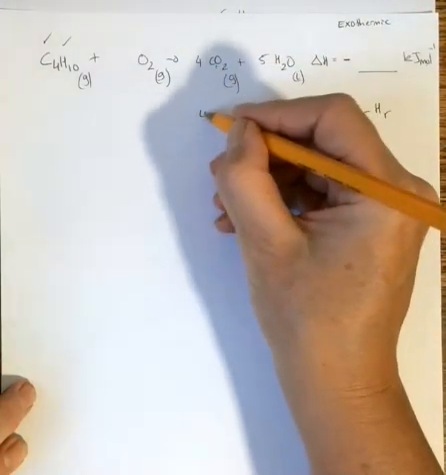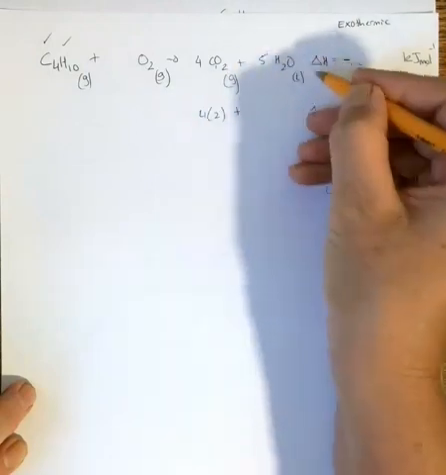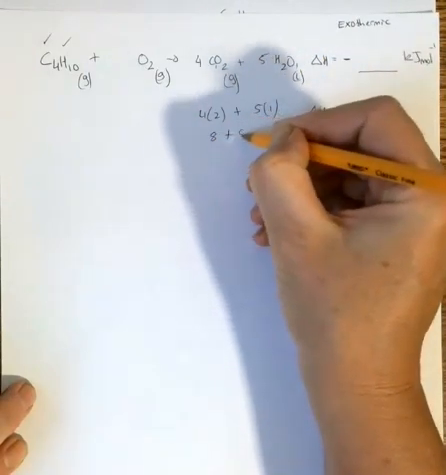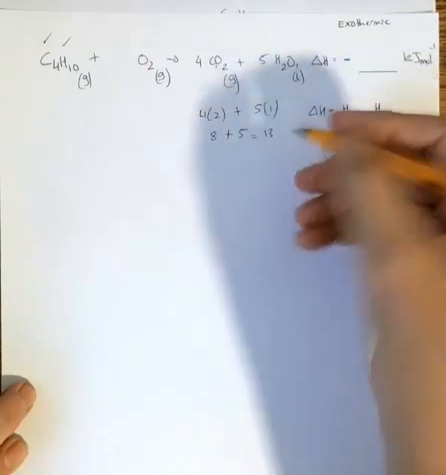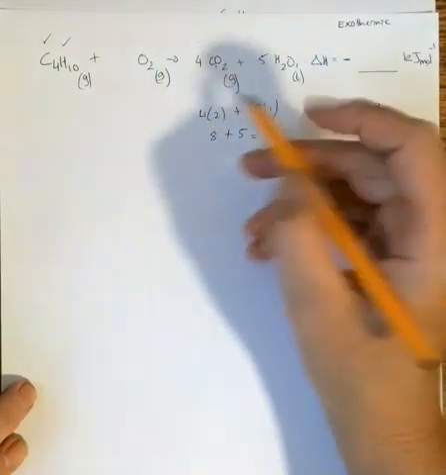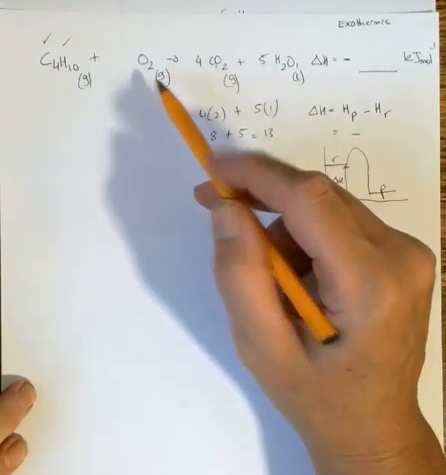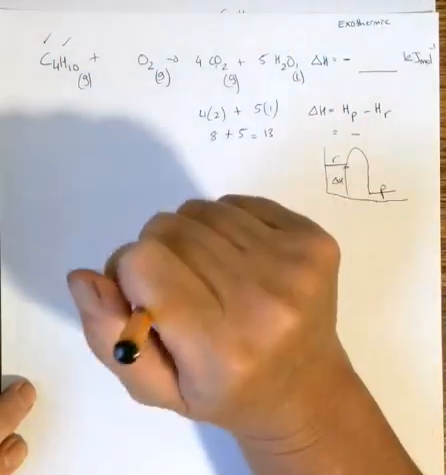Altogether we've got 4 lots of 2 and 5 lots of 1. So we've got 8 plus 5, so we've got 13 oxygens. Alright, they come in 2s over here, so you can't divide 13 by 2 evenly, which means we need to double everything.